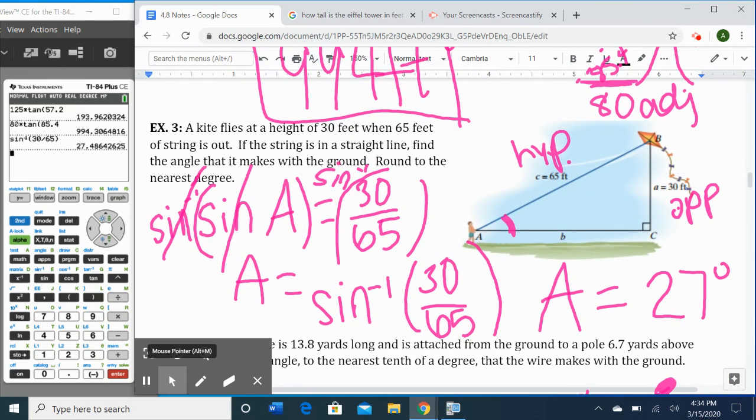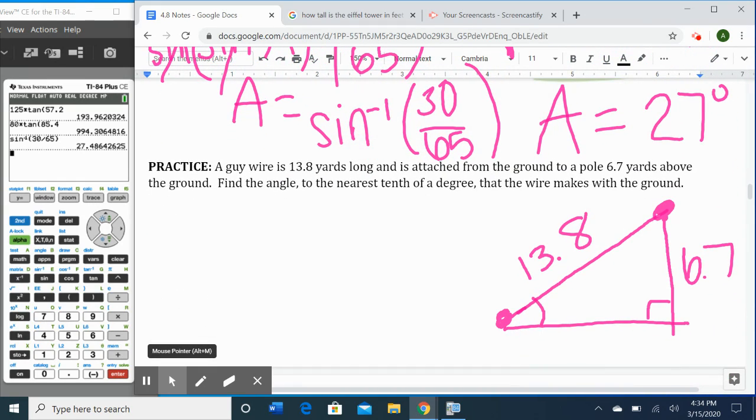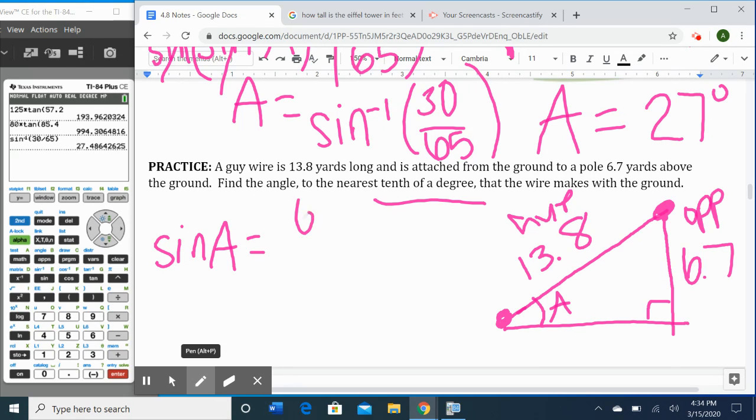So now I'm worried. Oh, it did say nearest degree up there, and now we're doing nearest tenth of a degree. So make sure you read the instructions and you round to what it's asking you for. So I'll call it A, you can call it theta, you can call it whatever you want. Because I know opposite and hypotenuse, I say that the sine of A is equal to 6.7 over 13.8, and I'm going to do sine inverse of both sides.